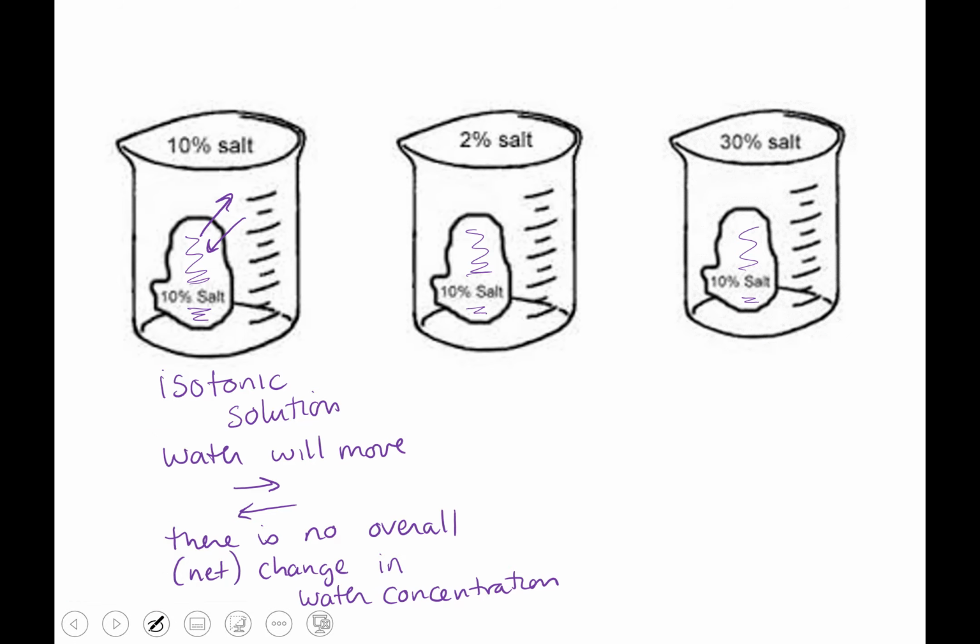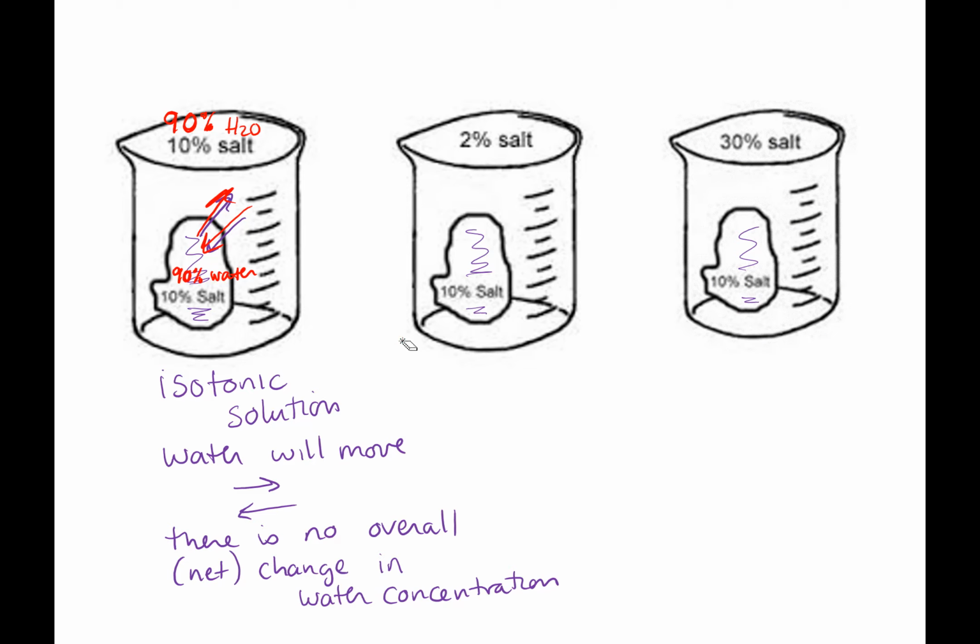And one way you can make sure you're correct is I like to think of these again as 100%. So if there's 10% salt, that means there's 90% water. And inside the cell, if there's 10% salt, there's also 90% water. So water can move out and water can move in. Water is in kind of equilibrium. And there's no gradient, right? It's the same. So the direction of water is going to be back and forth.